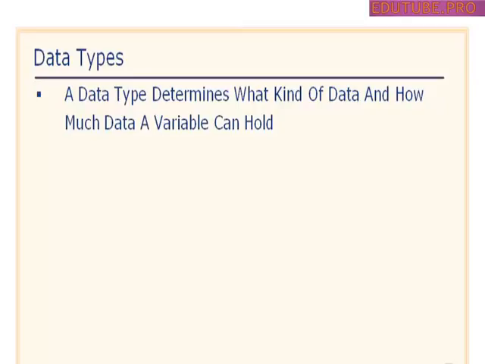But first of all, understand that when I create a variable, I'm going to assign that variable a data type. Now we've talked about that in previous videos. What I really want to hone in on in these two videos is exactly what different data types are out there and how you should use them. Well, a data type determines two things. Number one, what kind of data we can store in a variable, and then how much data that variable can hold. Now let's go back to the first one.